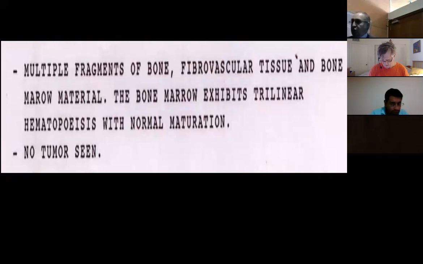I just want to mention that extramedullary hematopoiesis presenting as paraspinal or other tumors is actually more common in thalassemia intermedia, because these patients are less dependent on transfusions, and transfusions will suppress extramedullary hematopoiesis.